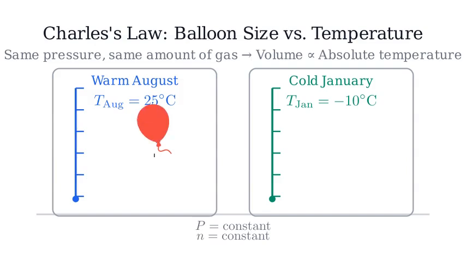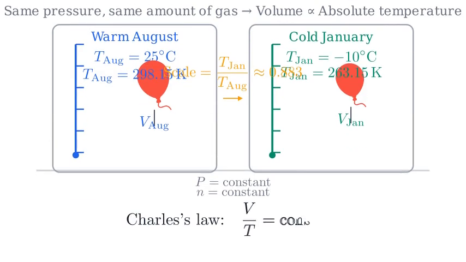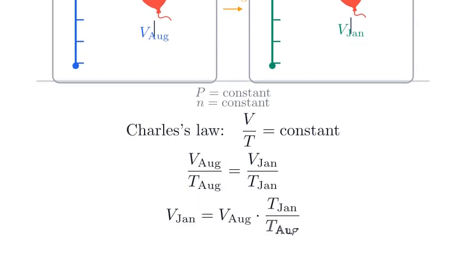Now we add the balloons, one for August and one for January. We'll scale the January balloon by the ratio of temperatures in Kelvin. At constant pressure and with the same amount of gas, Charles's law says volume divided by absolute temperature is constant. That is, V over T equals a constant. So between the August and January states, we have V_August over T_August equals V_Jan over T_January. Solving for the January volume gives V_Jan equals V_August times T_Jan over T_August.